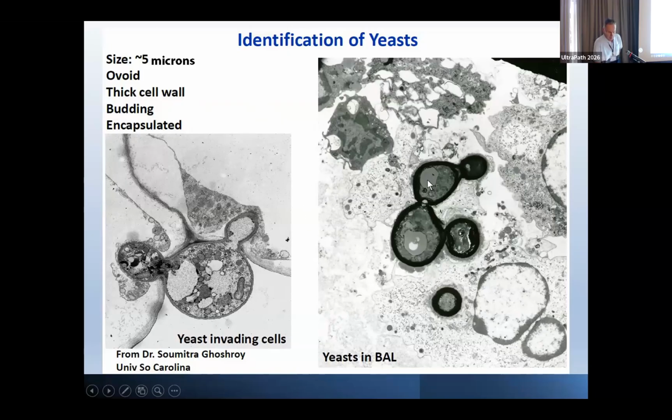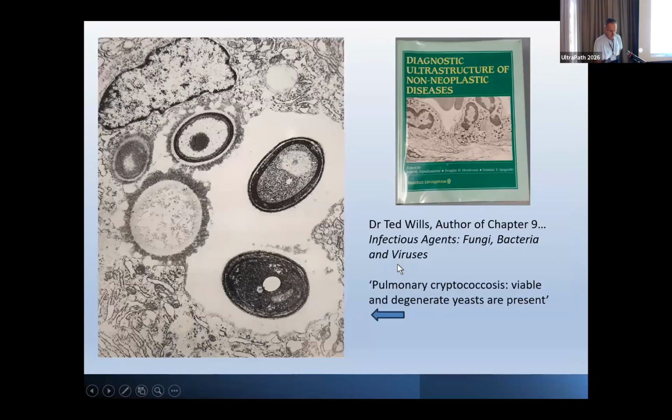Here's a couple of budding yeasts here, and here's one invading cells. So that looked fairly regular and similar to what we had. I looked further into it, and I'm sure a lot of you are familiar with this. I call it the Green Book. There's a Green Book and a Blue Book by Papadimitriou, Henderson, and Spagnolo.